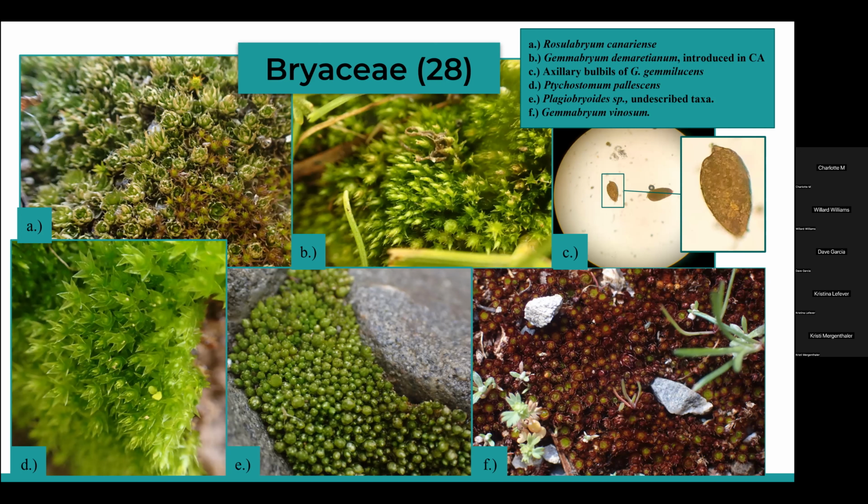Another interesting thing to note for Bryaceae is that many of the recently described mosses within this family over the last 10 to 20 years in California are actually super common within the state park, like this Gemmabryon vinosum in the bottom right corner. And then all 3 of the tentatively undescribed species also are in this family, Bryaceae.